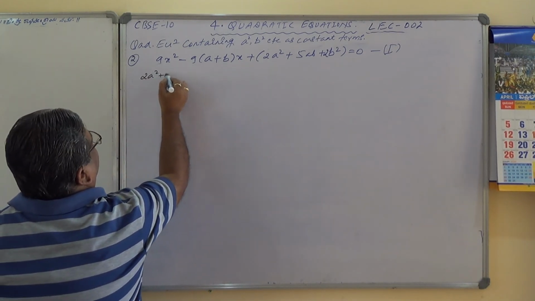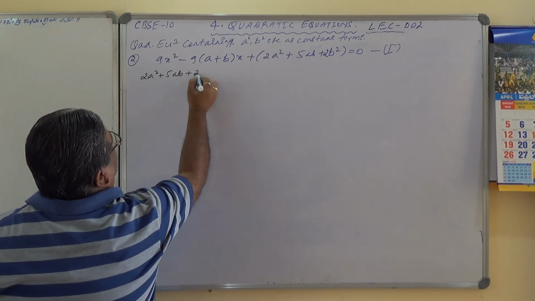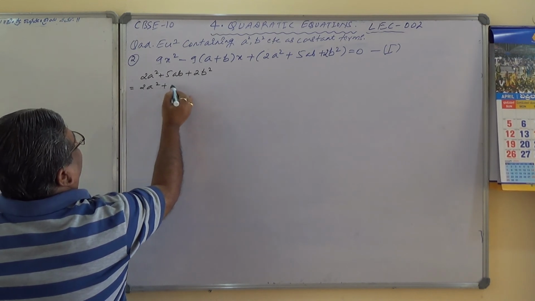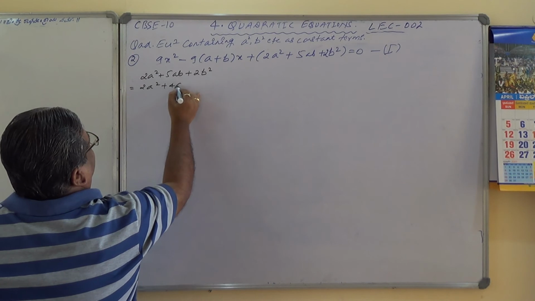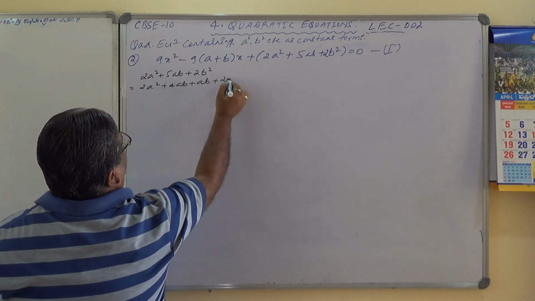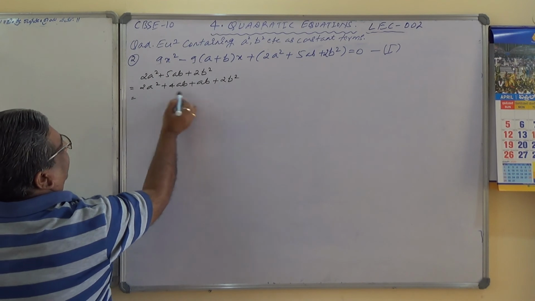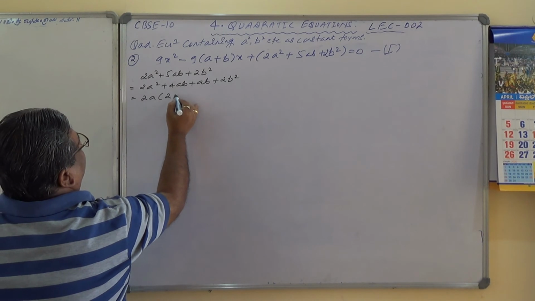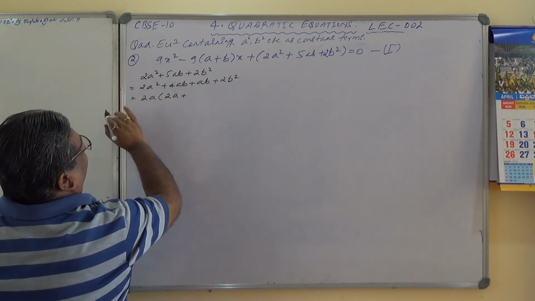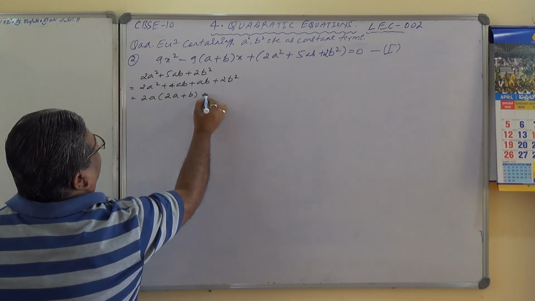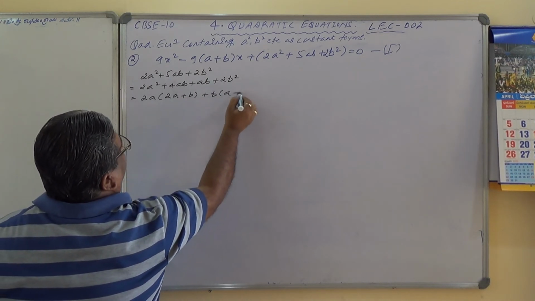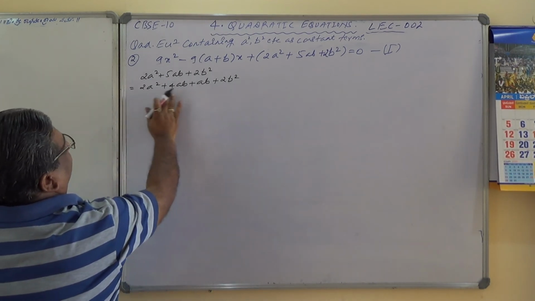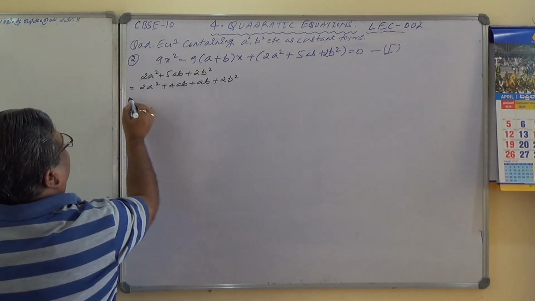2a square plus 5ab plus 2b square equals 2a square plus 4ab plus ab plus 2b square equals, what is common out of this? 2a. So 2a is common, 2a has gone out, plus what is common? B is common. Just a moment, something is wrong, 2a square plus 4ab plus ab plus 2b square, correct.